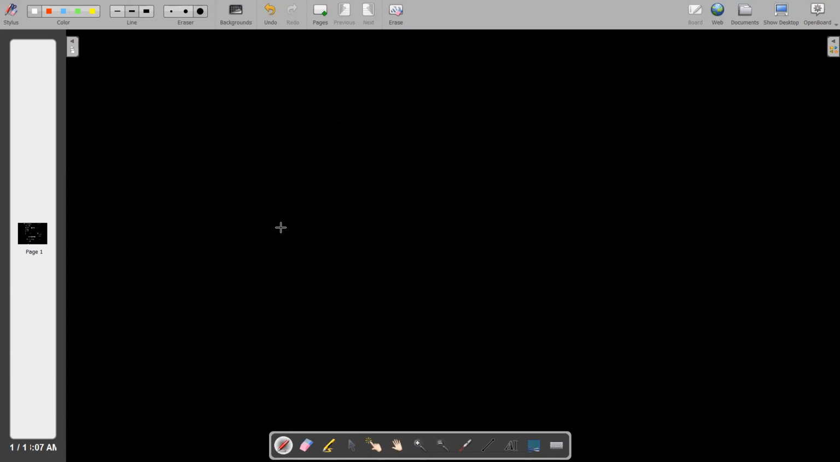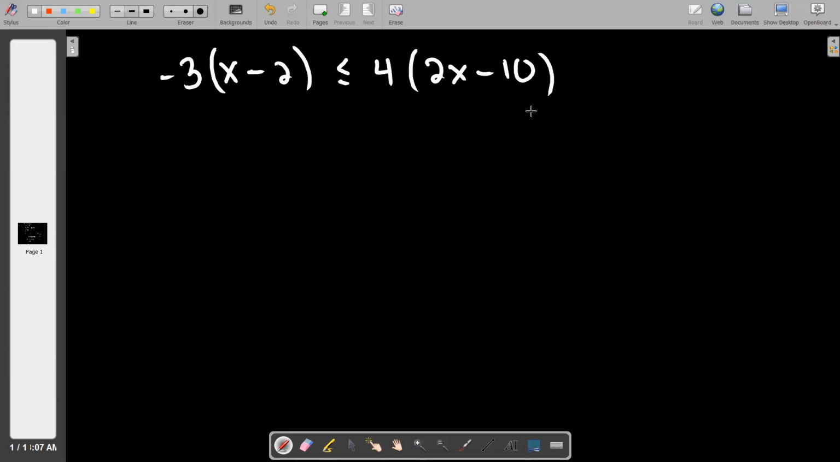Next one, I have negative 3 times the quantity of x minus 2 is no more than 4 times the quantity of 2x minus 10. I have no idea what the answers to these are, so we'll be getting them for the first time together.